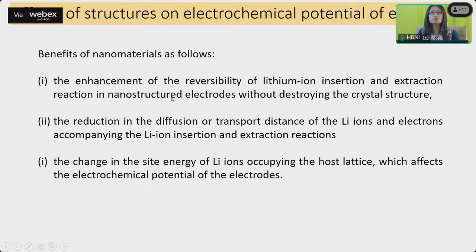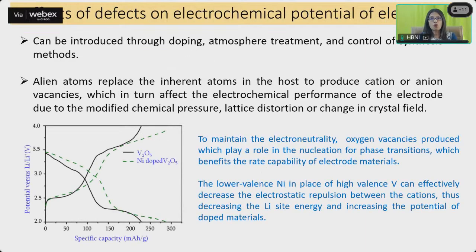There is going to be an enhancement of the reversibility of the lithium ion insertion and extraction reaction in these nanostructured electrodes without destroying the crystal structure. Then obviously there is going to be a reduction in the diffusion and the transport distance of the lithium ions and the electrons accompanying the lithium ion insertion and the extraction reactions. And also there is going to be a change in the site energy of lithium ions occupying the host lattice, which is going to affect the electrochemical potential of the electrodes. So these are the benefits when you are using the nanostructured form.